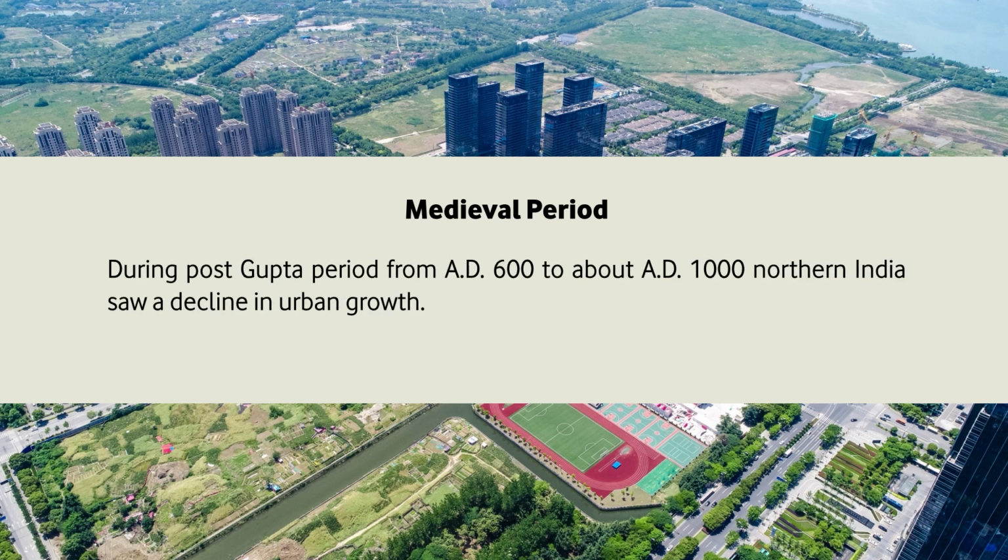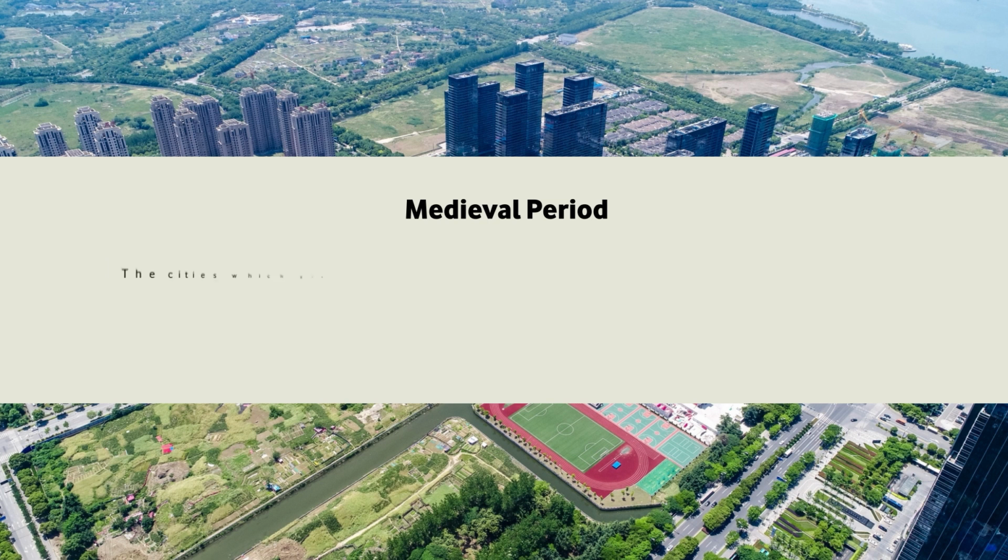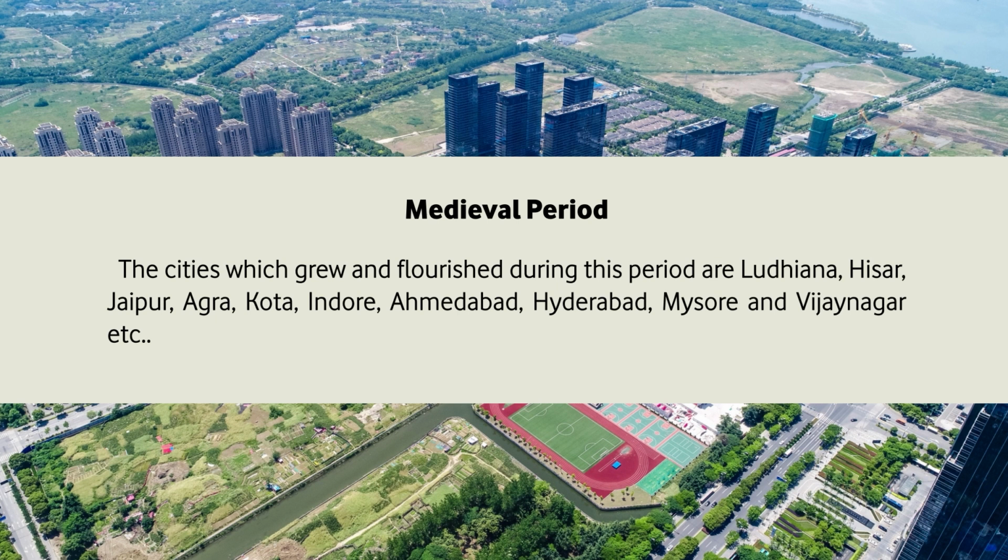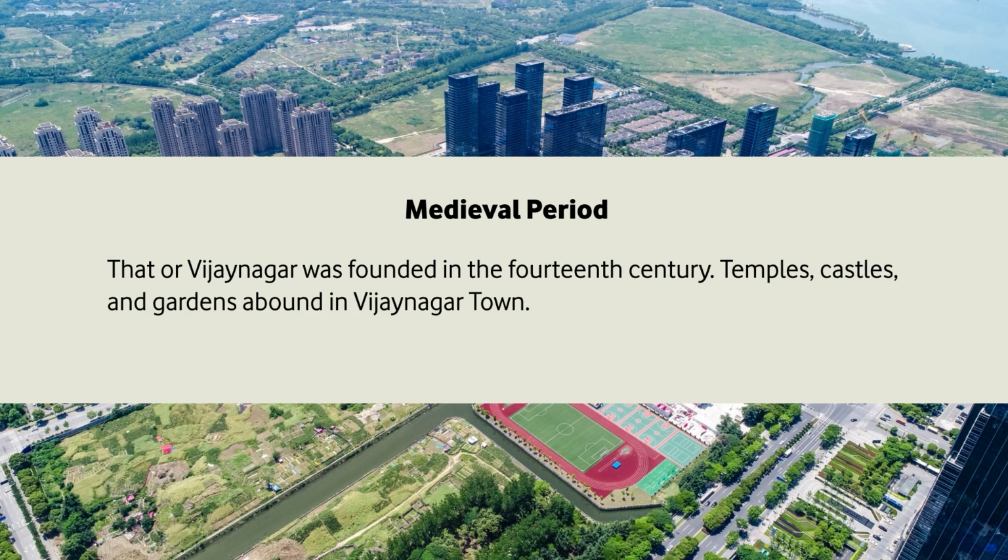During the post-Gupta period from AD 600 to about AD 1000, northern India saw a decline in urban growth. The cities which grew and flourished during this period are Ludhiana, Hisar, Jaipur, Agra, Kota, Indore, Ahmedabad, Hyderabad, Mysore and Vijayanagar, etc. Vijayanagar was founded in the 14th century. Temples, castles and gardens were abundant in the Vijayanagar town.